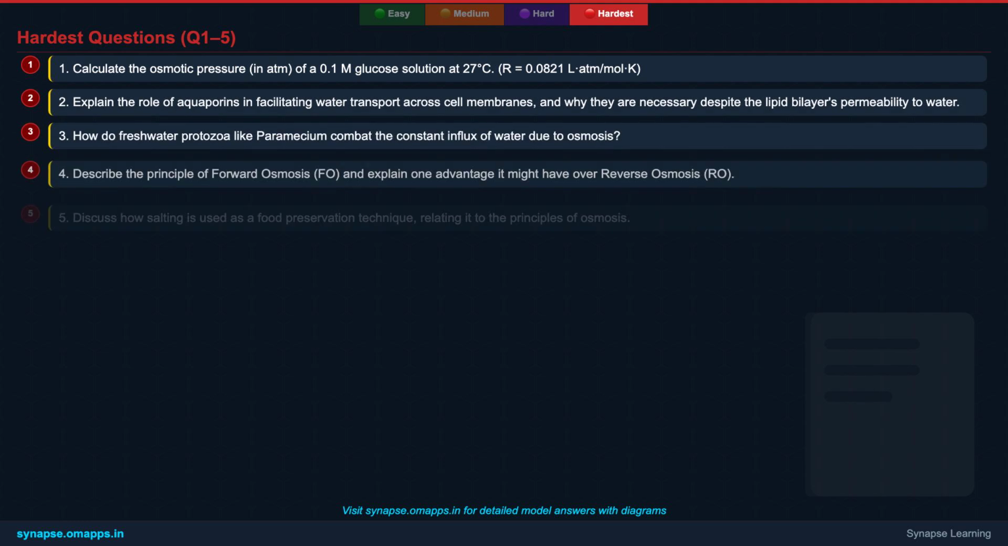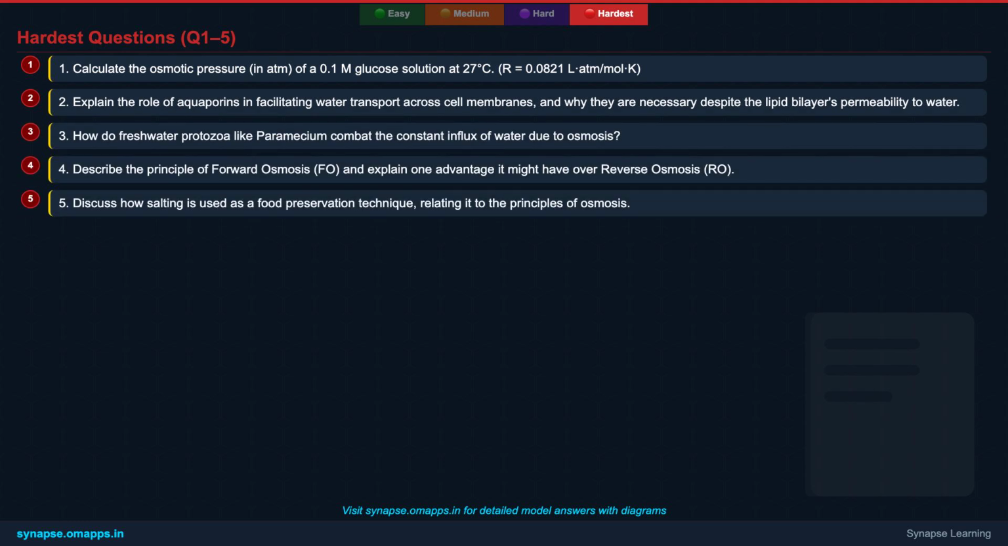All right, prepare for our first set of 5 challenging questions. 1. Calculate the osmotic pressure of a 0.1 M glucose solution at 27 degrees Celsius using the given ideal gas constant. 2. Explain the necessity and role of aquaporins in water transport across cell membranes. 3. How do freshwater protozoa manage the constant osmotic influx of water? 4. Describe forward osmosis and its potential advantages over reverse osmosis. And 5. Elaborate on how salting preserves food, linking it to osmotic principles. Take your time, these require thoughtful answers.